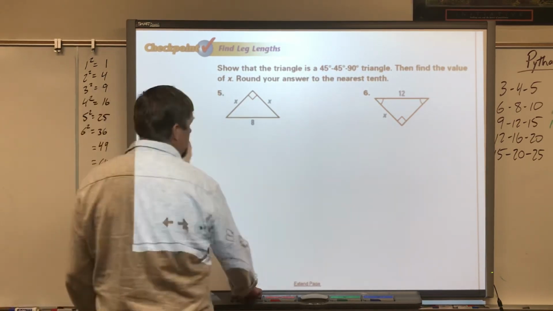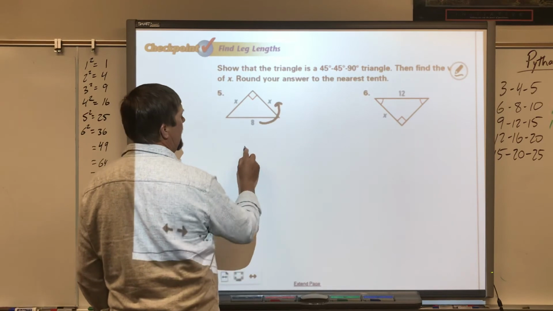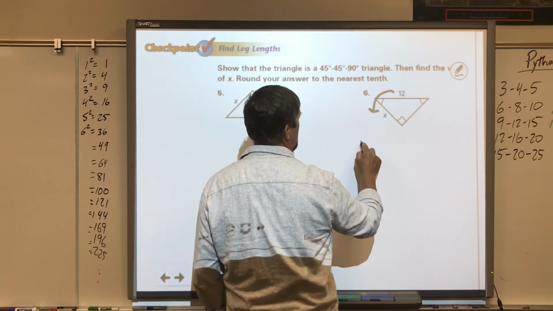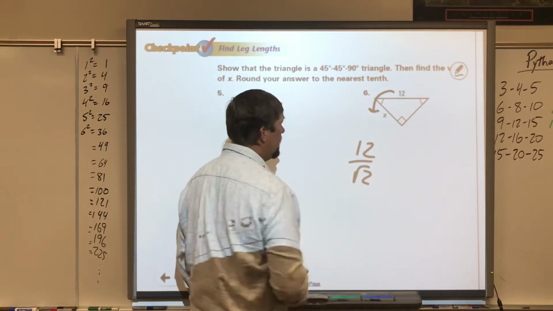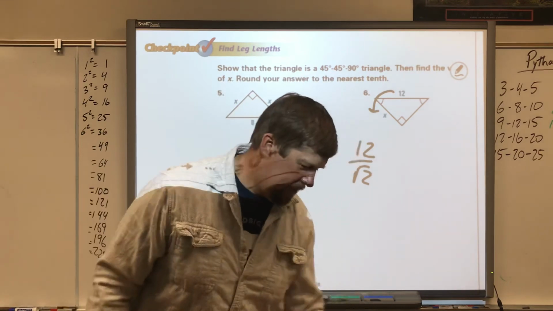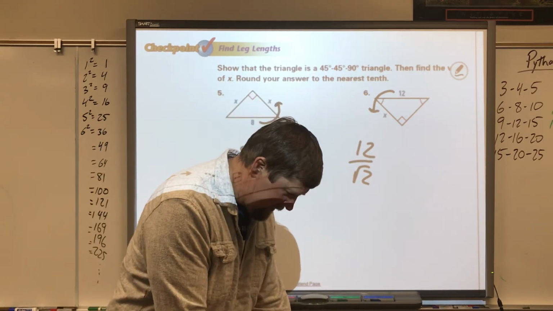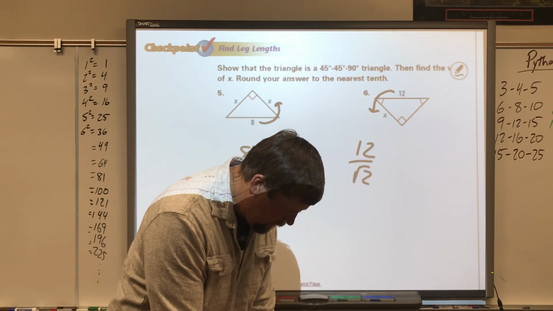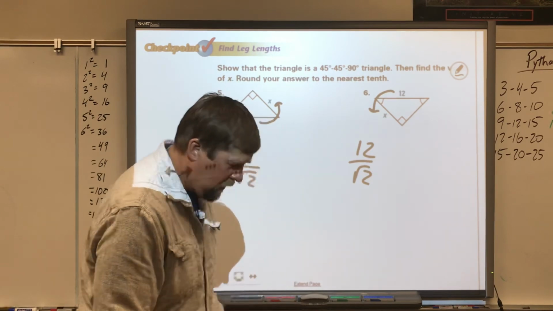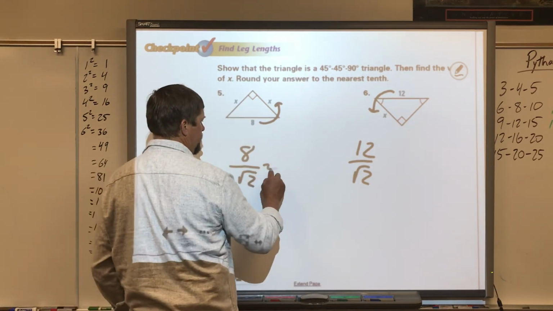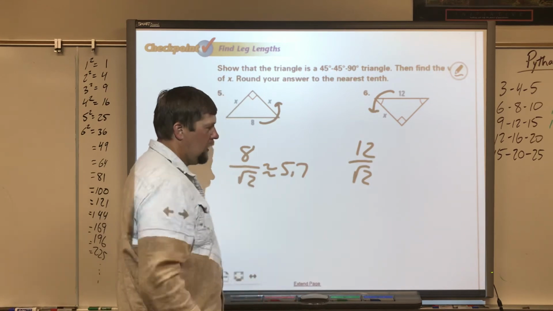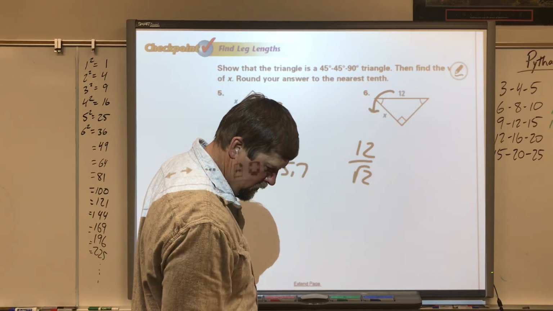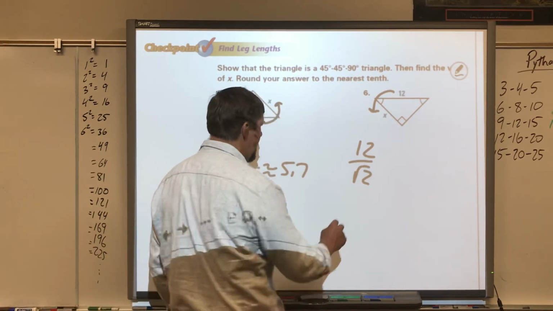Okay, so to go from here to here, 8 divided by the square root of 2. To go from here to here, it's 12 divided by the square root of 2. And of course, they want you to write it to the nearest tenth. So all we're going to do is 8 divided by the square root of 2, and we get 5.7. 12 divided by the square root of 2 is 8.5.